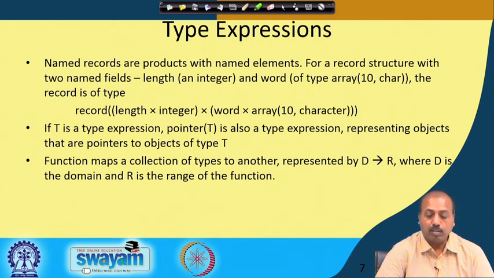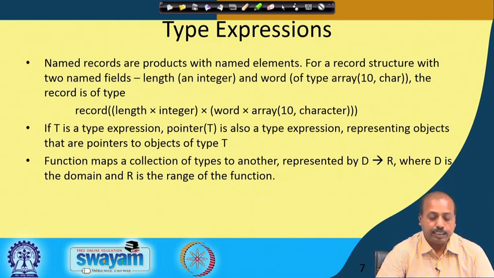So, length is of type integer and word is an array of character 10. Here the first field has the name length, the second field has the name word, and their corresponding types are also mentioned. So, this is one type of named record for which you can have a type expression.